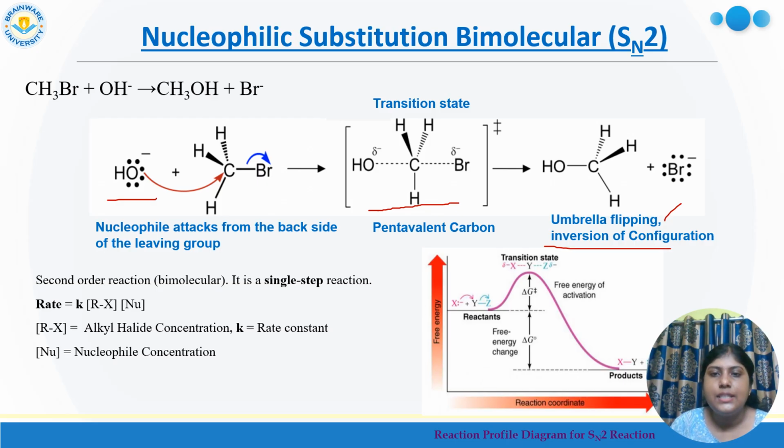This is a one step reaction. In the previous slide, you have seen that in case of SN1 reaction, this is a two-step reaction, but in case of SN2 reaction, it is a single step reaction. And in the rate equation, the rate is equal to rate constant times concentration of alkyl halide times concentration of nucleophile. So this is a bimolecular reaction.